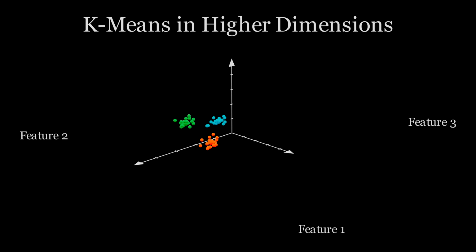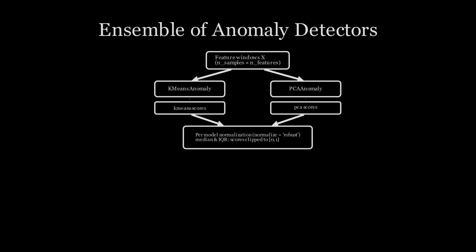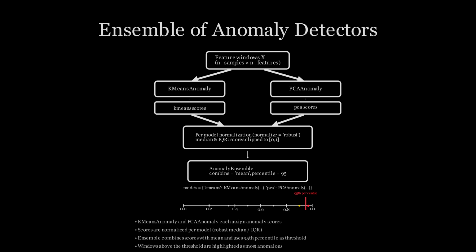To tie everything together, we use an ensemble of anomaly detectors. Multiple models evaluate each window in parallel, contributing different anomaly signals. Because these models operate on different scales, we apply robust normalization using the median and interquartile range, bringing all scores into a 0 to 1 range. The ensemble then combines these scores with the mean and selects a 95th percentile threshold. Windows above that line are flagged as the most likely to be anomalous. By blending information across models, the ensemble reduces false positives and highlights the regions that matter the most.